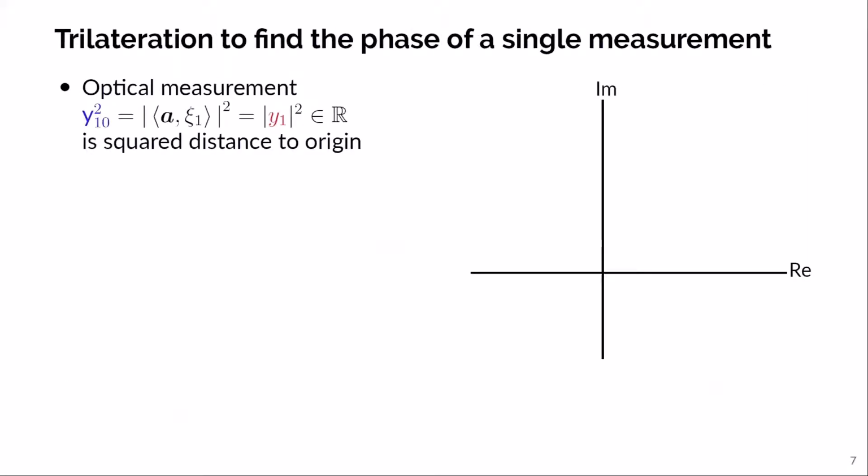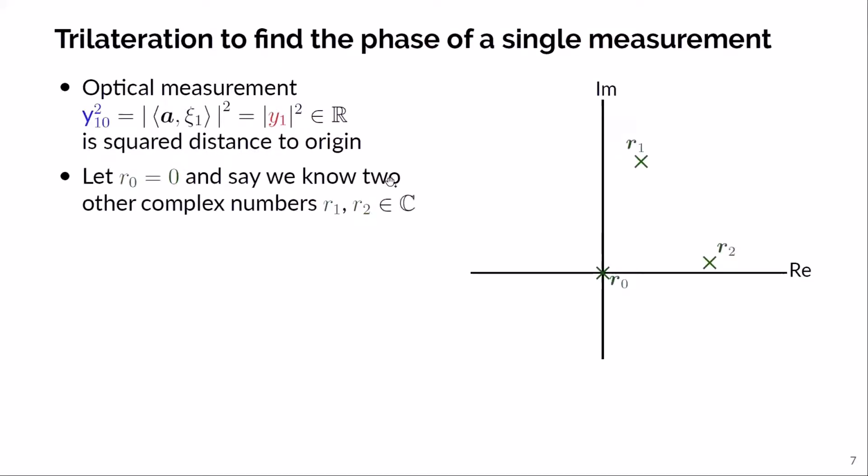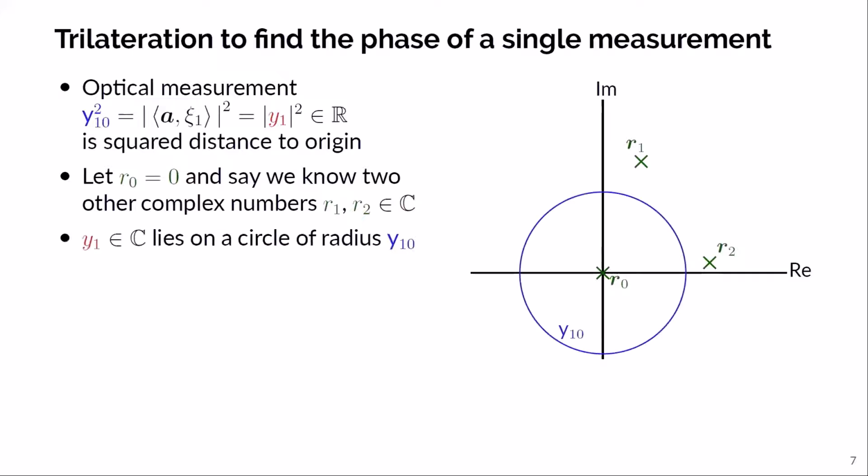So let's first consider trying to find the phase of a single measurement. Let's put in one calibration signal, psi 1, and interact with one row of the transmission matrix A, and we get absolute value of y1 squared. We're going to call this a squared distance to the origin, and this is going to be y1 0 squared. Let's call the origin r0, and let's say we also know two other complex numbers on the complex plane. We know that y1 is complex valued, and it lies somewhere on the circle of radius y1 0.